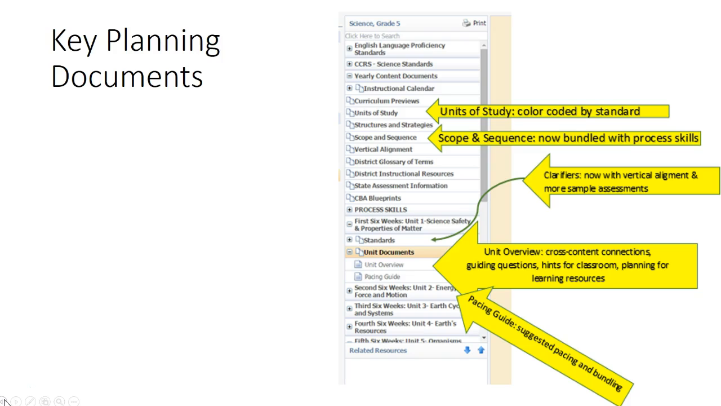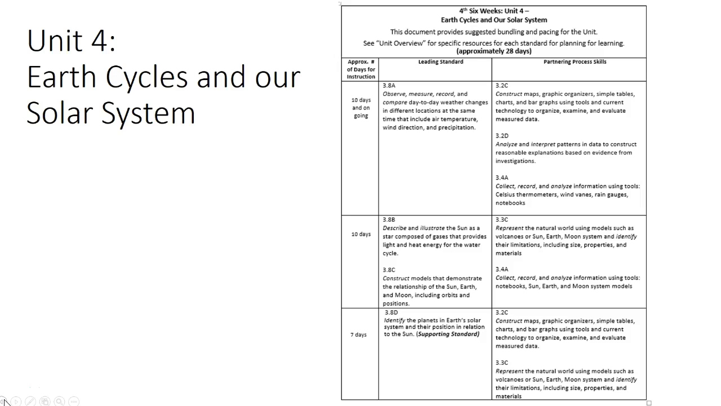You might want to have a couple of planning documents from Forethought ready, either opened up in a window, maybe behind this, so that you can pause the video and refer to those, or print them out. We're going to talk about the pacing guide, the unit overview, and then look at the vocabulary on a clarifier. So let's take a look at the pacing guide first of all.